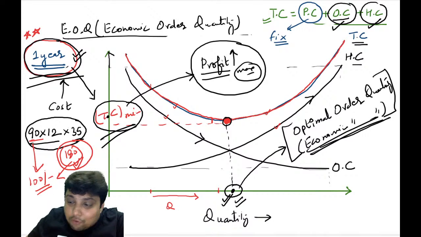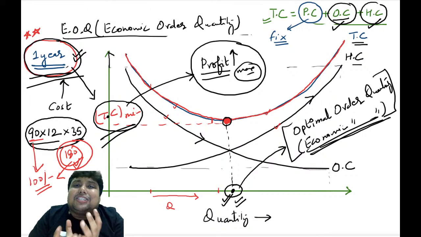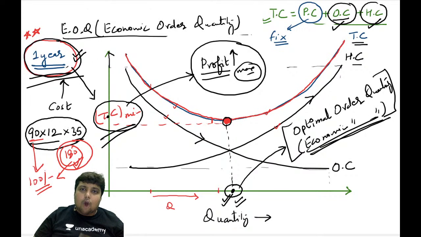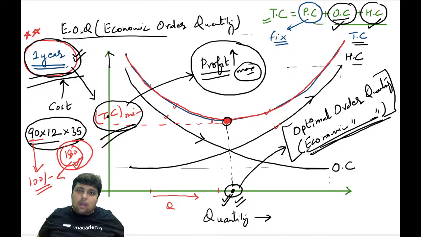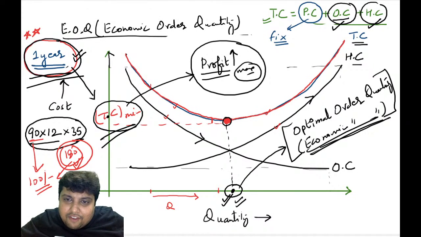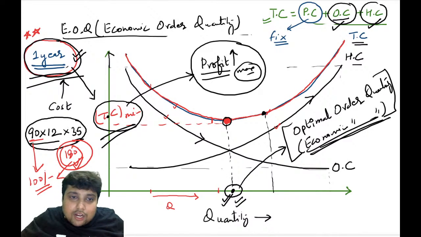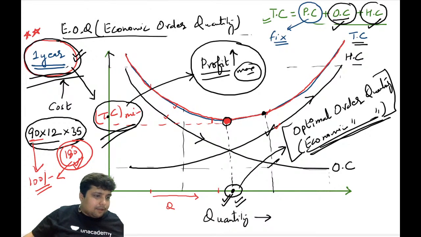ऑप्टिमल ऑर्डर क्वांटिटी वो है दोस्तों जहां पे ऑर्डरिंग कॉस्ट और होल्डिंग कॉस्ट का बैलेंस स्ट्राइक हो गया. If I will order more than the optimal order quantity, the total cost will increase because the balance will disturb. If I will order less, then also the balance will disturb.